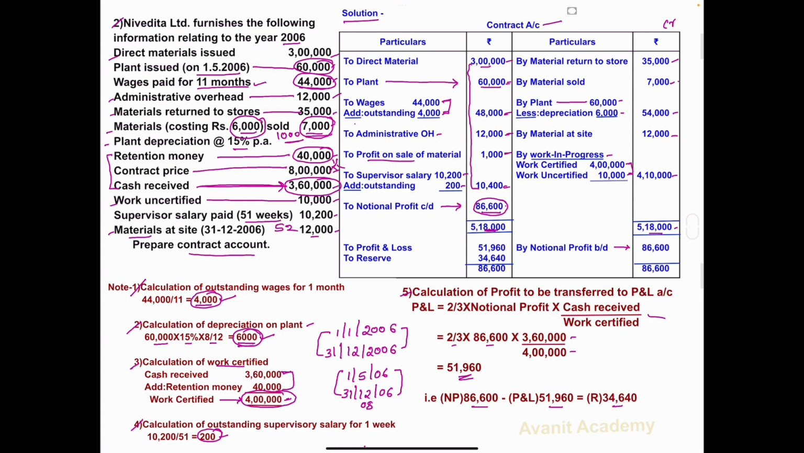Come to this contract account part. Write to profit and loss account this amount, 51,960, to reserve, just you have calculated 34,640, and the total of these two is 86,600, and this side also same 86,600. So clear this contract account. Got this problem?